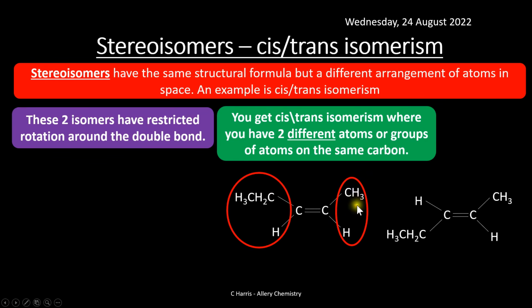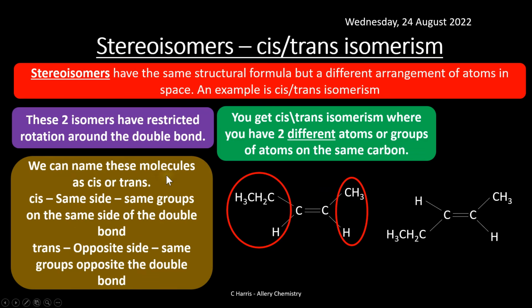Okay, if these were two hydrogens, you couldn't have that. So we can name these molecules as either cis or trans. Now cis means same side, so just remember that. Cis means the same groups on the same side of the double bond, and trans means the opposite side. So this is same groups but opposite sides of the double bond. So you've got cis and trans.